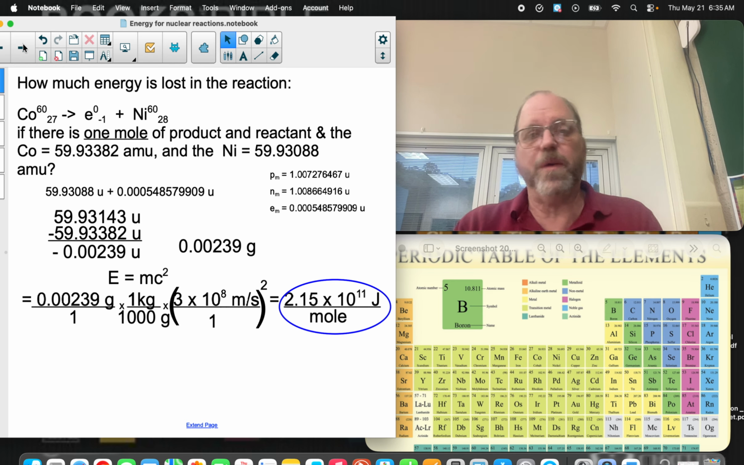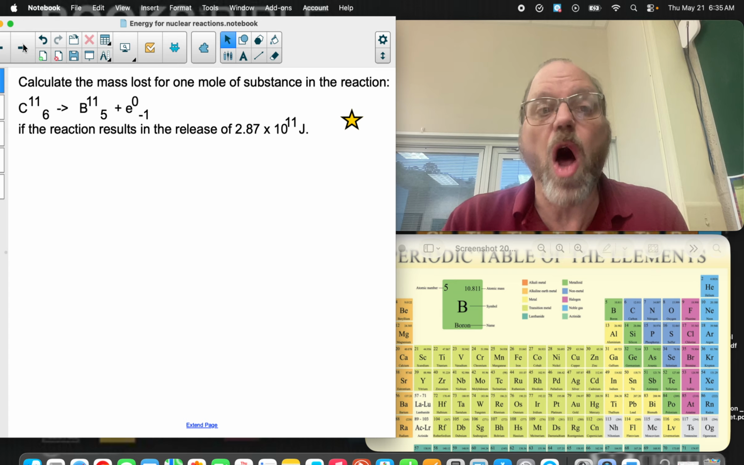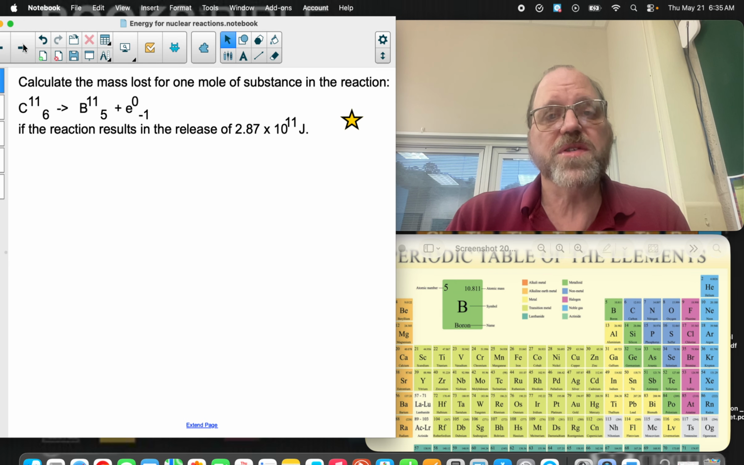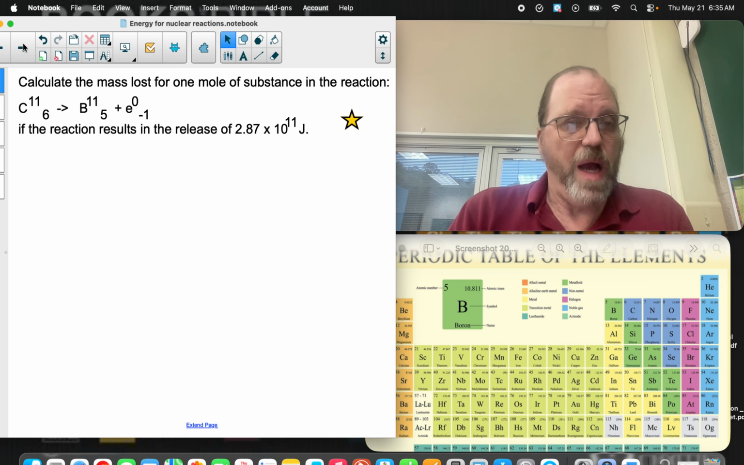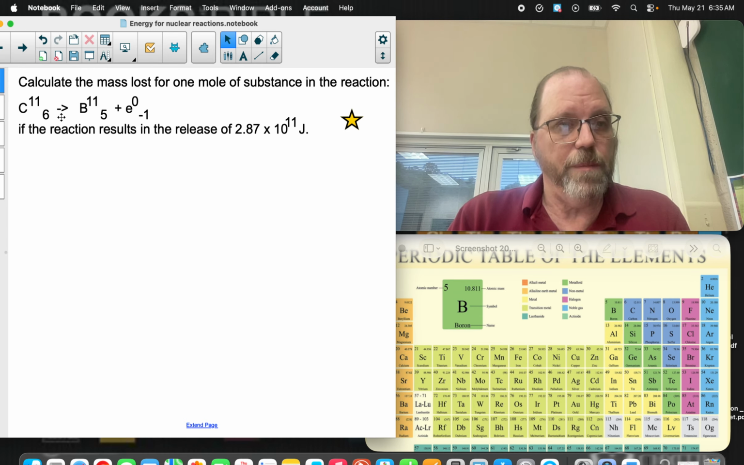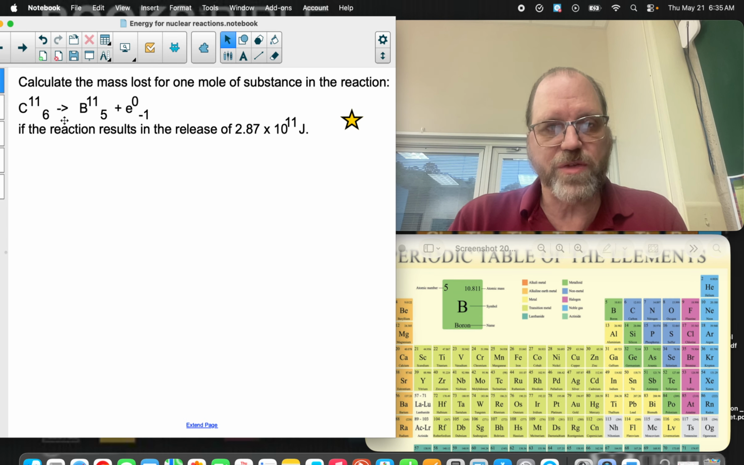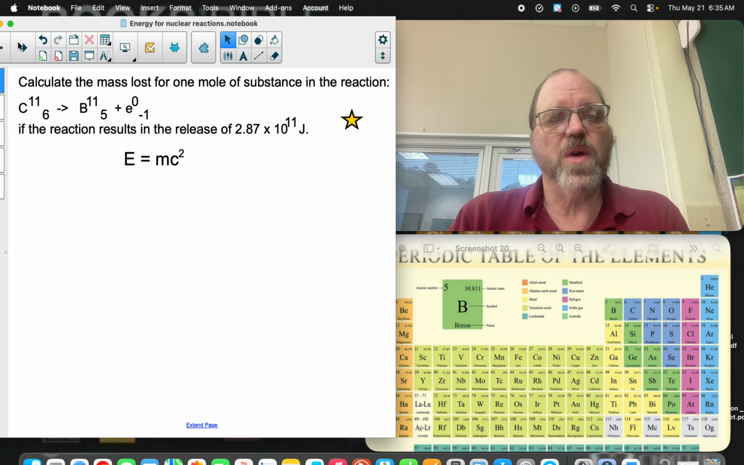Now we can also work this backwards. Calculate the mass lost of 1 mole of a substance in a reaction, carbon-11 to boron-11, where an electron is lost, if the reaction results in a release of 2.87 times 10 to the 11th joules. So how are we going to do this?